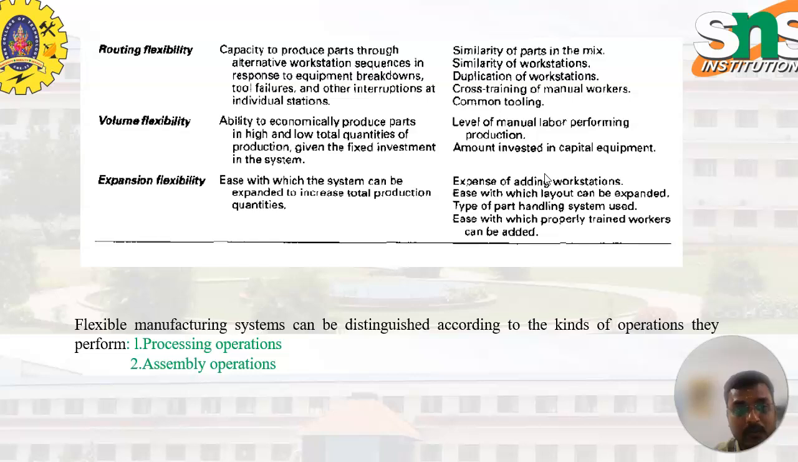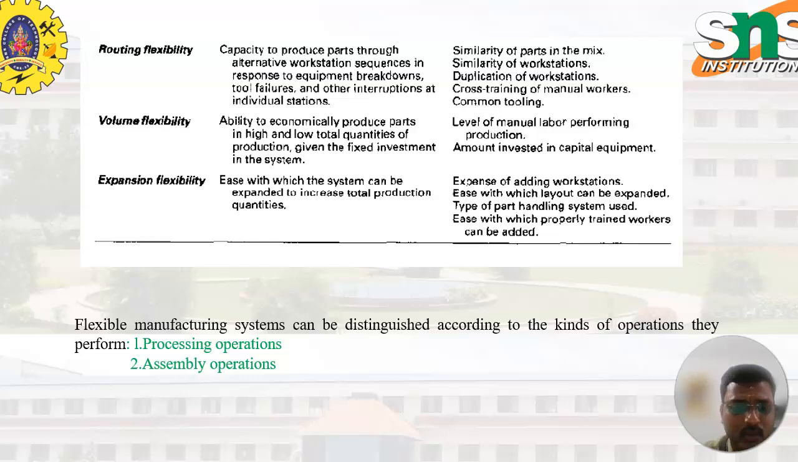Then routing flexibility is the capacity to produce parts through alternative workstations or sequences in response to equipment breakdowns and tool failures. In case any machine breaks down or tools fail, we can directly move that particular work part to another machine to complete that process. Volume flexibility is the ability to economically produce parts in high and low total quantities of production given the fixed investment in the system. Expansion flexibility is the ease with which the system can be expanded to increase the total production quantities.